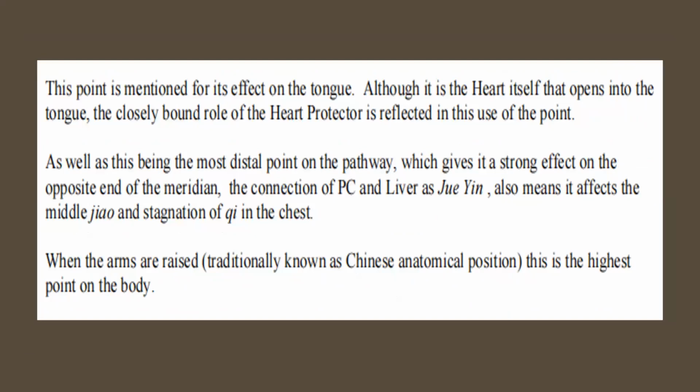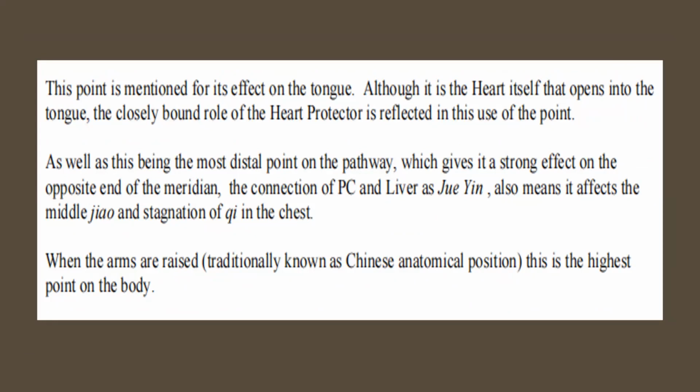This point is mentioned for its effect on the tongue. Although it is the heart itself that opens into the tongue, the closely bound role of the heart protector is reflected in this use of the point, as well as this being the most distal point on the pathway, which gives it a strong effect on the opposite end of the meridian. The connection of pericardium and liver as jueyin also means it affects the middle jiao and stagnation of qi in the chest.